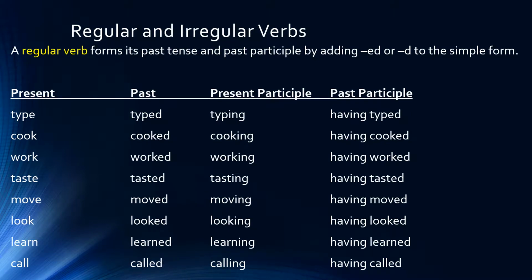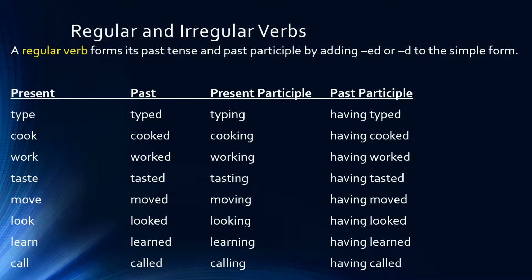Let's give our attention now to regular and irregular verbs. A regular verb forms its past tense and past participle by adding either ed or d to the simple form. I have several examples here for you to see to illustrate this point. On the left-hand column, we have just present tense verbs: type, cook, work, taste, and so forth. For the past tense, we either add a D, as in typed, since the word already ends in E, or by adding ED, such as in cook, we would add ED to the word cooked. And so we have type, typed, cook, cooked, work, worked, and so forth through the list.